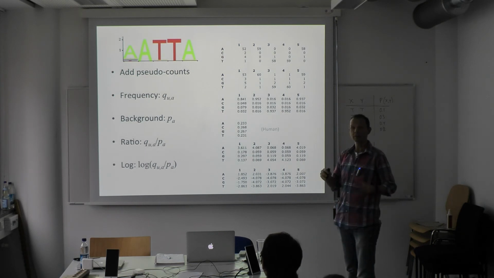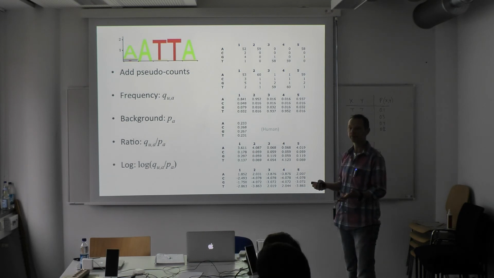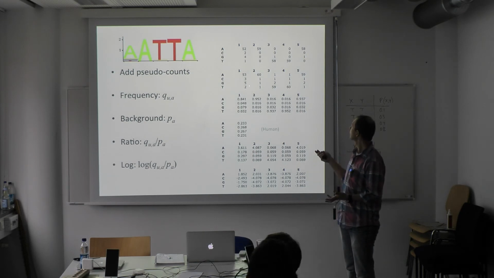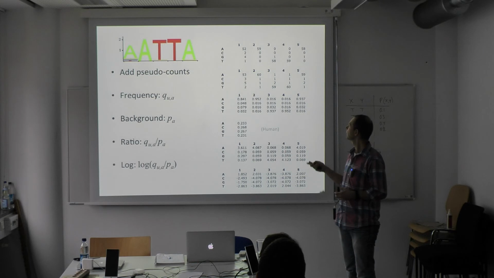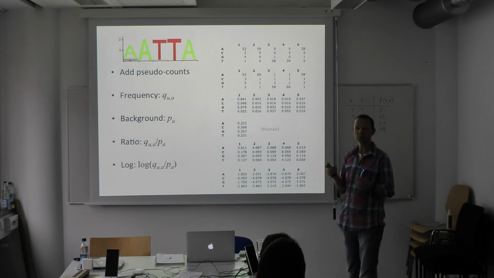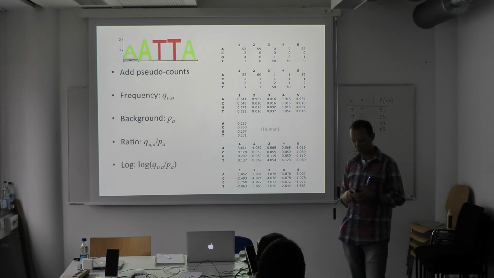And this will then form the basis on which we score our sequences. So can you give me a reason why we would want to do that? I mean, we're clearly distorting the actual data here, right? This is no longer representing the pure counts. It's adding something to it. What benefits could this have?